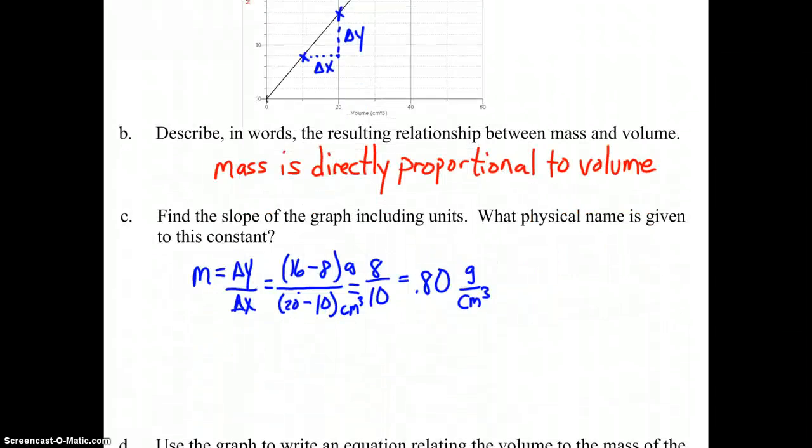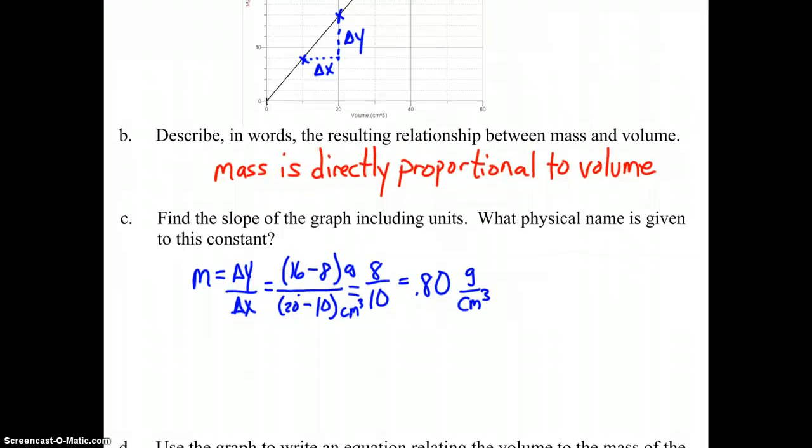All right, now to answer the question for C, what physical name is given to this constant? Well, what physical quantity is represented by the units of grams per centimeter cubed? Mass per unit volume. And of course, the answer to that is density. Let me spell that correctly there.